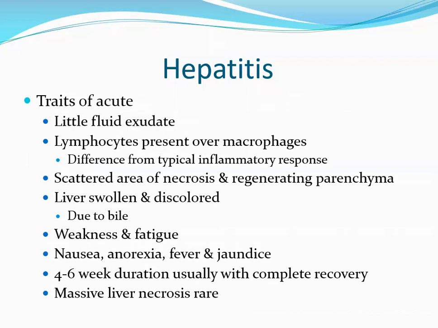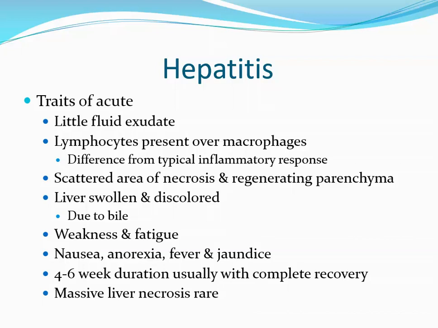Traits of the acute form: you will see very little fluid exudate formation, and lymphocytes tend to be present over macrophages. Now, remember, this is an inflammatory response. We talked about inflammation earlier. The two main signs of inflammation are large amounts of fluid exudate and macrophages being present. So these first two symptoms or traits of acute hepatitis differentiate it from the typical inflammatory response.